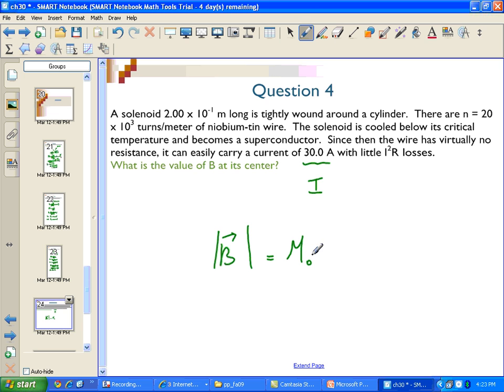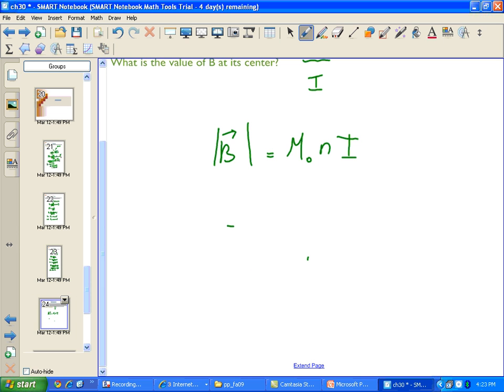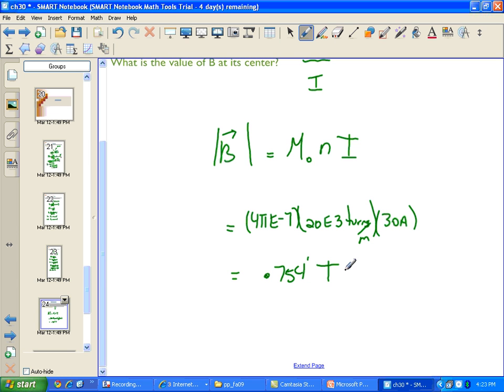If you recall from lecture, we calculated this as mu naught little n times I, and this is a very easy problem then. 4 pi e to the minus 7 times 20 e to the 3 turns per meter times I, 30 amps, and we get a value of the magnitude of the magnetic field of 0.754 Tesla.